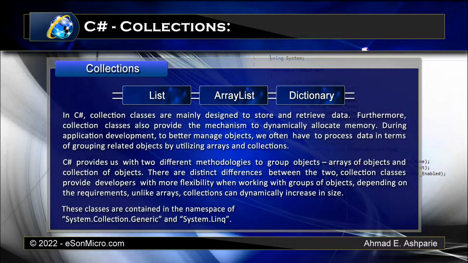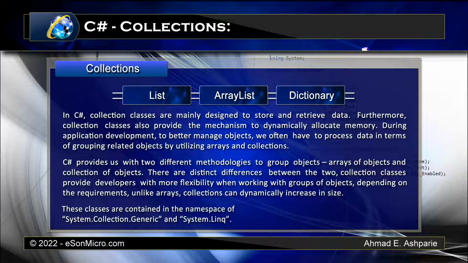In C#, collection classes are mainly designed to store and retrieve data. Furthermore, collection classes also provide the mechanism to dynamically allocate memory. During application development, to better manage objects, we often have to process data in terms of grouping related objects by utilizing arrays and collections. C# provides us with two different methodologies to group objects: array of objects and collection of objects. There are distinct differences between the two.